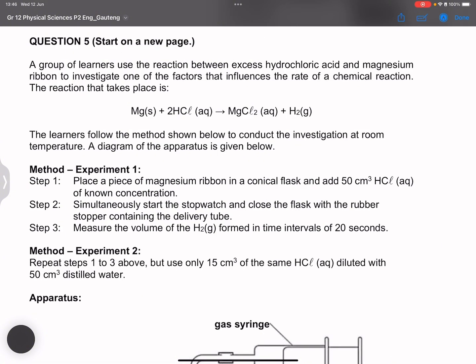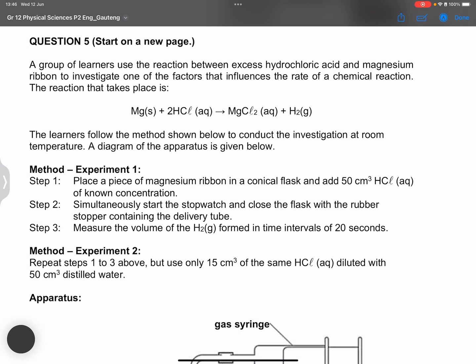Question 5, they say a group of learners use the reaction between excess hydrochloric acid and magnesium ribbon to investigate one of the factors that influences the rate of a chemical reaction. They say the reaction that takes place is as given there: magnesium plus 2 hydrochloric acid gives us magnesium chloride plus hydrogen. They say the learners follow the method shown below to conduct the investigation at room temperature.